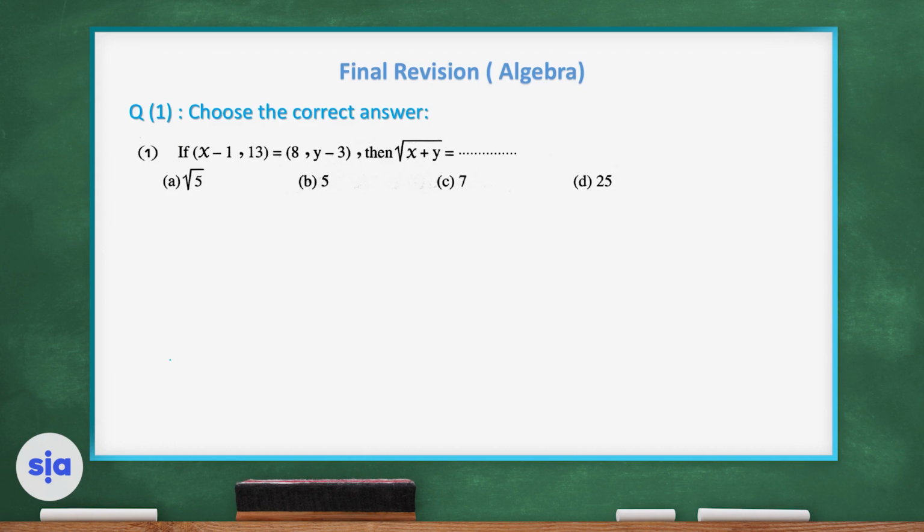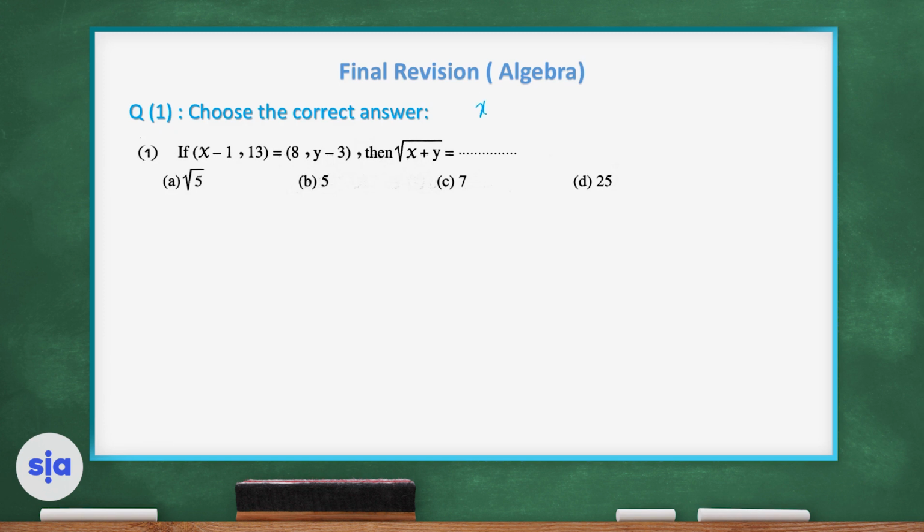Question 1. If we have two ordered pairs equal to each other, the first one (x minus 1, 13) and the other one (8, y minus 3), the question is asking us to find the value of the square root of x plus y. So here you will need to find x and y first. In each ordered pair, the first is equal to the first and the second is equal to the second.